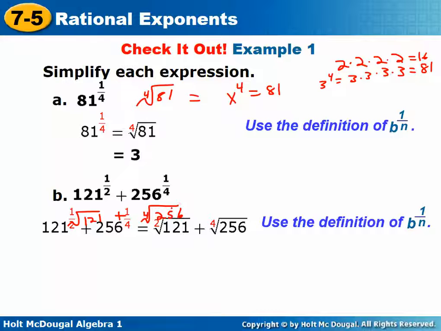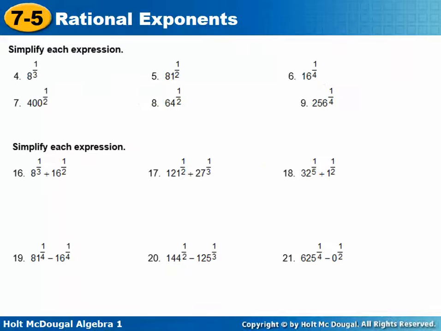So you have to figure out what times what times what times what, or what to the fourth power, is equal to 256. You can use your calculator to help you try some different numbers, and you will find that that is 4. So the square root of 121 was 11. The fourth root of 256 is 4, and then you just add those two parts together.